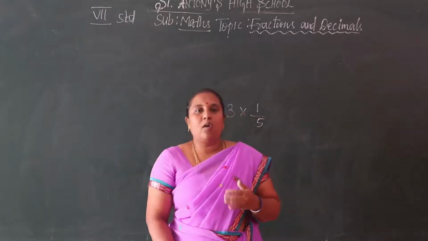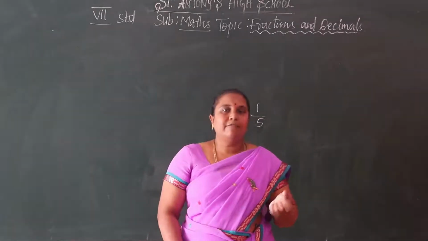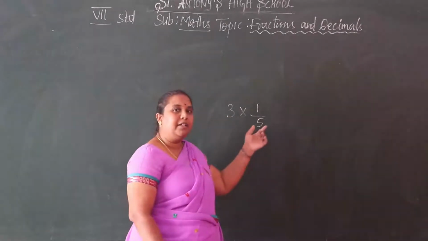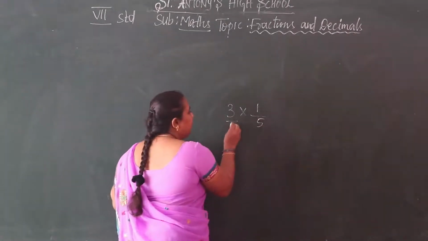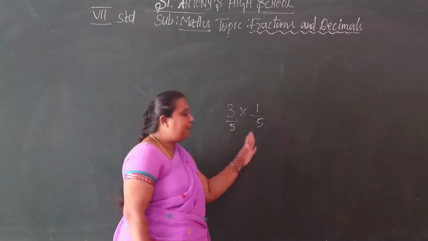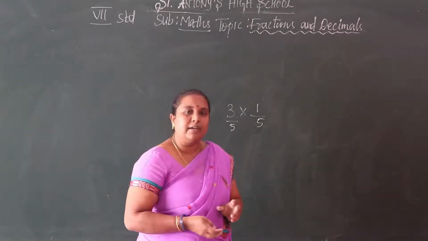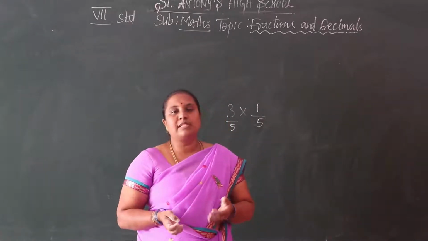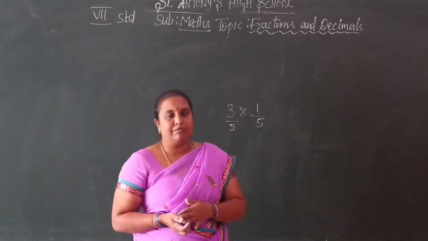Now let us move on to the multiplication of a fraction by a fraction. A fraction is multiplied by a fractional number, that is 3 by 5 into 1 by 5. So how do we multiply? This is also the same as whole number into fraction.